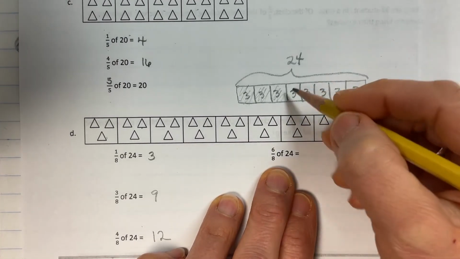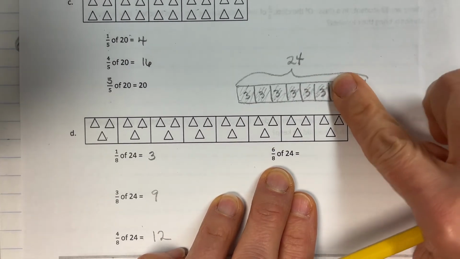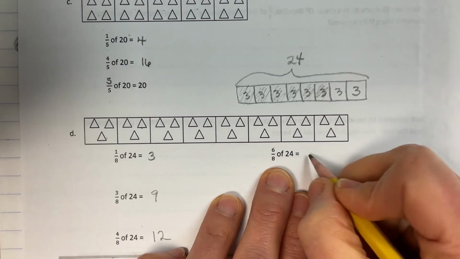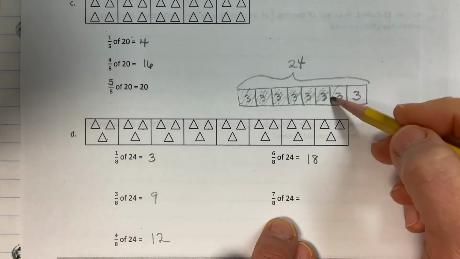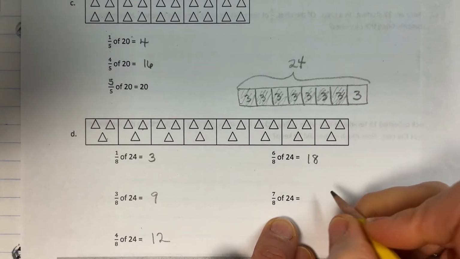Or up here, it would be that much. 6 groups of 3 would be 18. 7/8 would be 7 out of the 8 groups. 7 groups of 3 is 21.